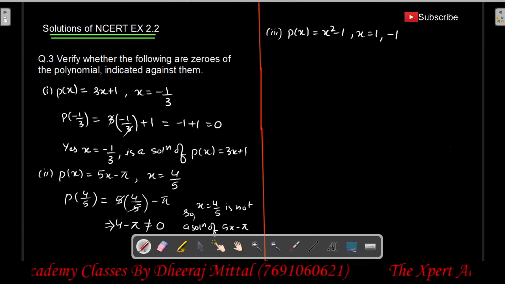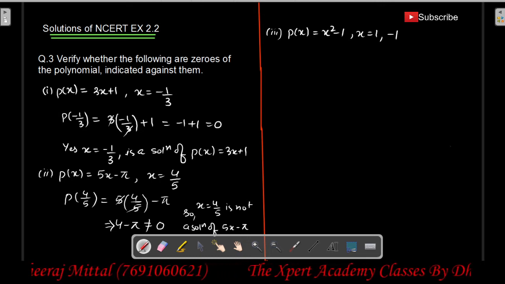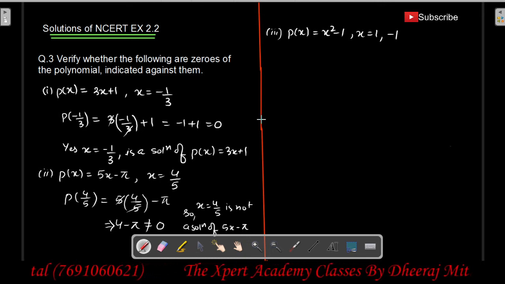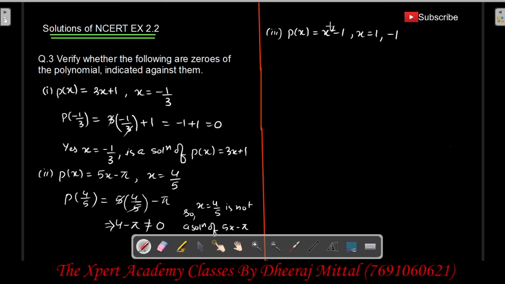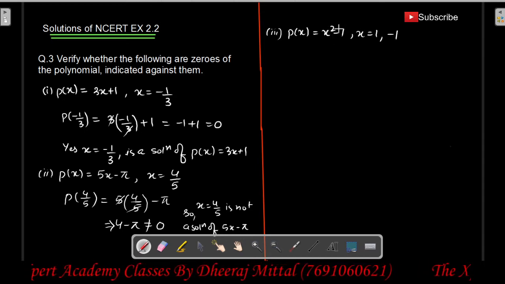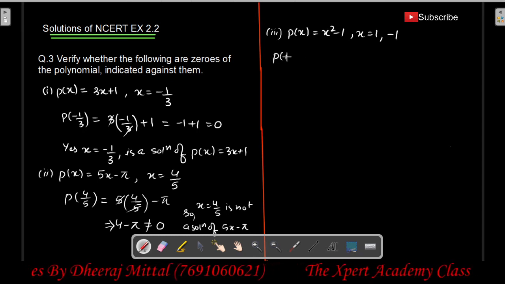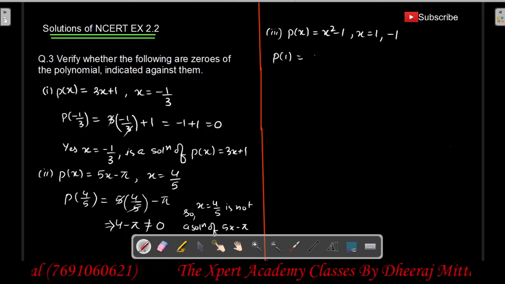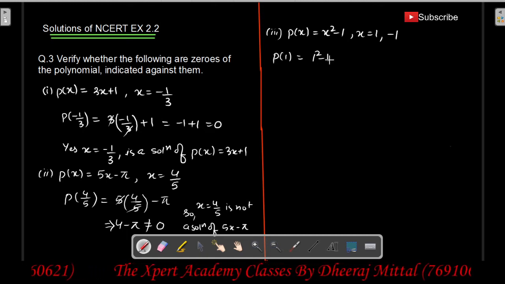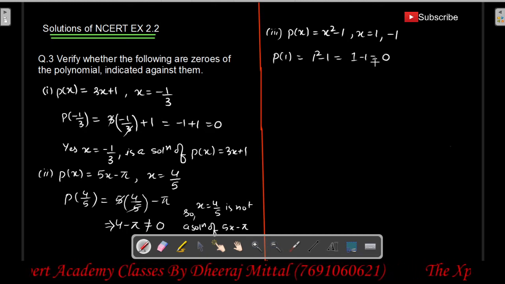So now here two values are given, one is 1 and the other one is minus 1. तो हम पहले एक वैल्यू को पुट करके आंसर निकालेंगे, फिर दूसरे वैल्यू को पुट करके आंसर निकालेंगे. So p1 is equal to 1 square minus 1, that is equal to 1 minus 1, that is equal to 0.